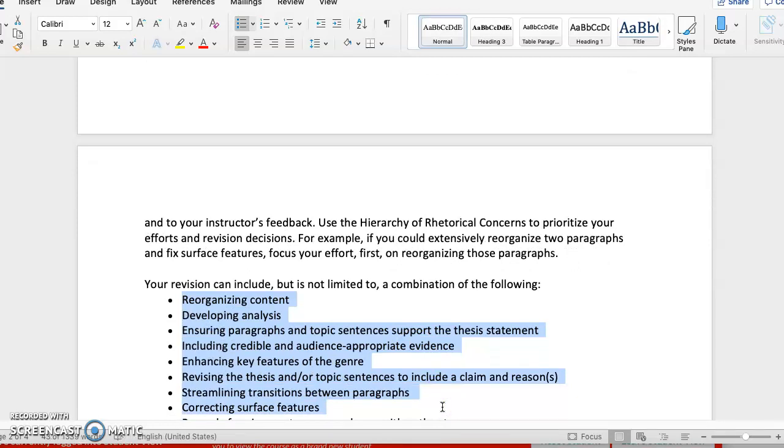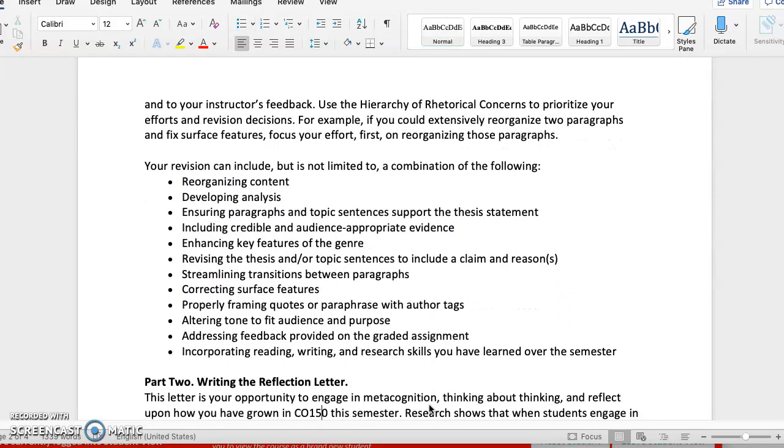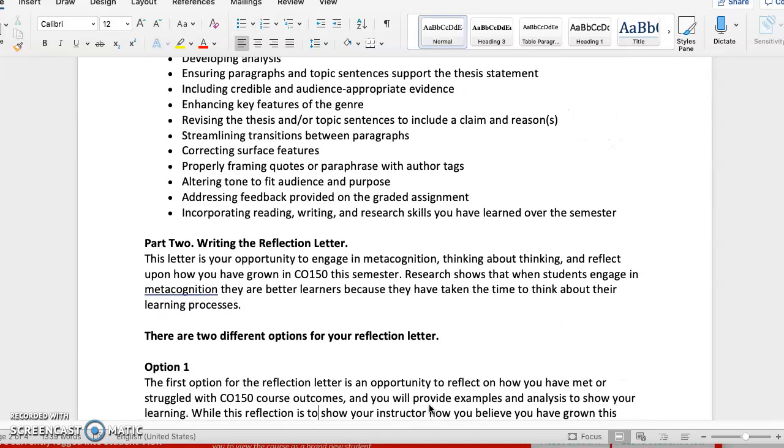including credible and audience-appropriate evidence, enhancing key features of the genre, revising the thesis and topic sentences, better connecting paragraph to paragraph, etc. And then part two is the reflection letter, which is your opportunity to engage in metacognition, thinking and reflecting upon how you've grown in CO-150 this semester.